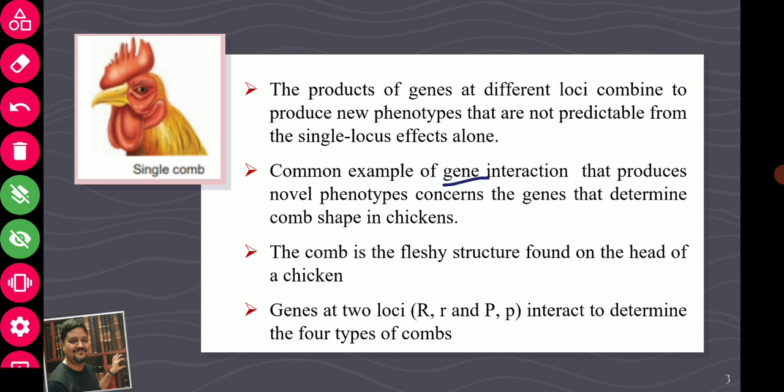So, a common example of gene interaction is the comb shape in chicken. What is a comb? You might have studied the structure of the comb in your LPM classes, but just as a definition: the comb is a fleshy structure found on the head of the chicken. There may be different types of comb pattern. You might have studied in LPM classes that there are single comb, pea comb, walnut comb, rose comb, etc. It is considered that genes present at two loci, that is the R locus and the P locus, and different forms of the two genes interact to determine the four types of combs.